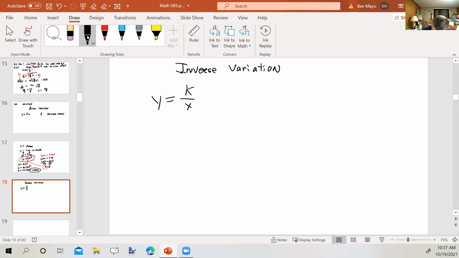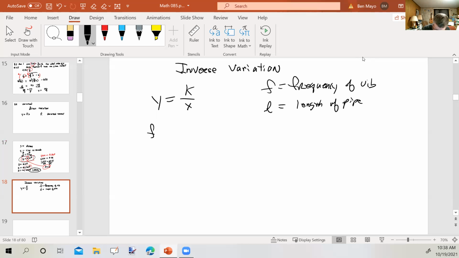So we've got F is going to be the frequency of vibration, okay? Varies inversely to the length of the pipe. So L is going to be the length of the organ pipe. So F stands for frequency of vibration, L stands for the length of the pipe. Here we go again: the frequency of vibration of air in an organ pipe, so that's F, varies inversely to the length of the pipe.